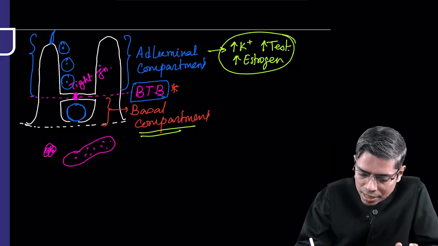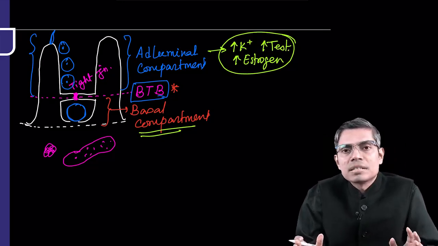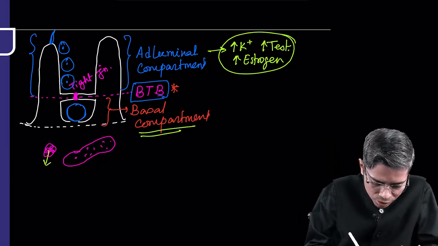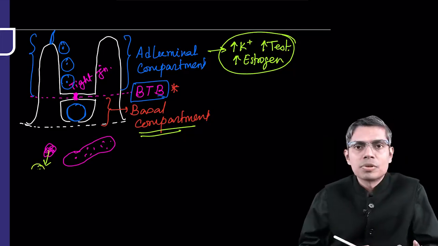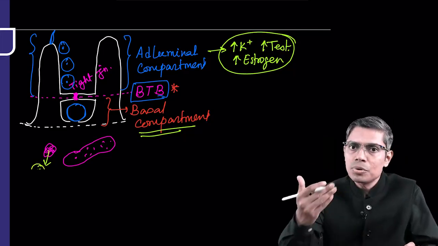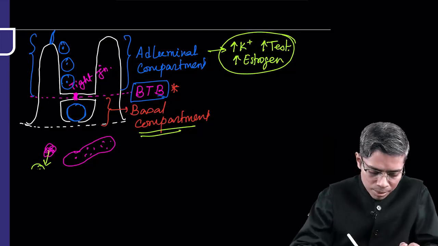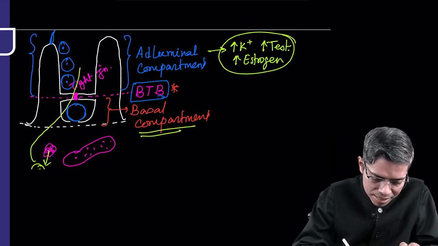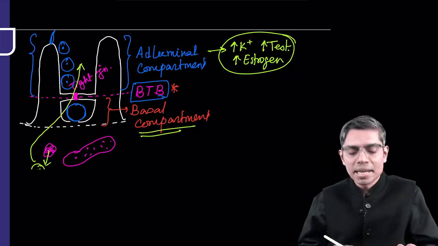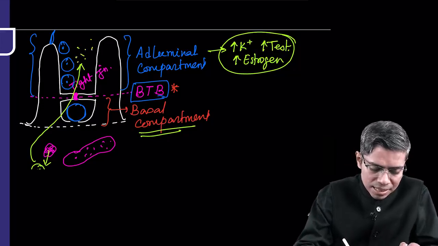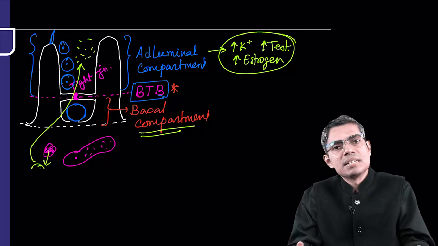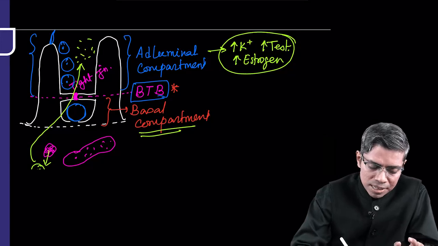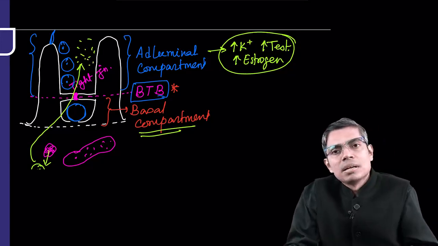Now look at here, I told you testosterone is very high inside the adluminal compartment, but where is the testosterone produced from? The testosterone is produced from the Leydig cells, which are present outside this adluminal compartment. But because testosterone is a steroidal hormone, it can easily penetrate this blood testis barrier and enter inside the adluminal compartment easily. So that's why the concentration of testosterone is very high inside this adluminal compartment.